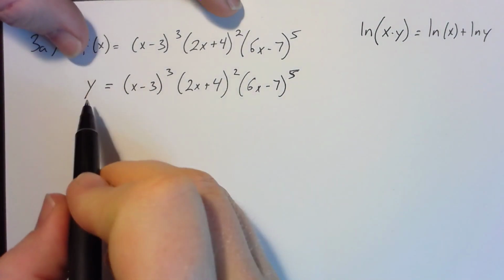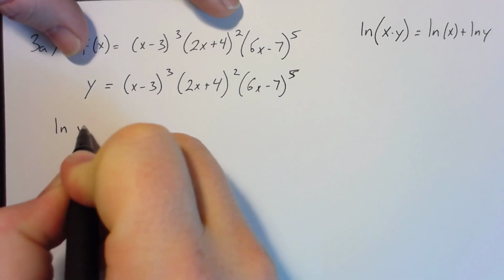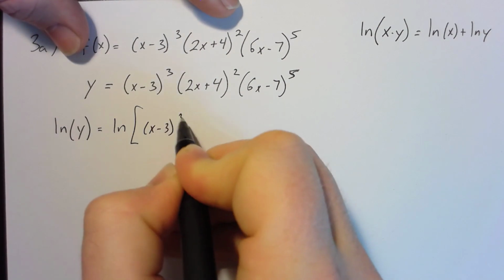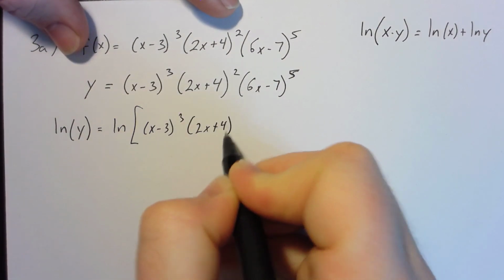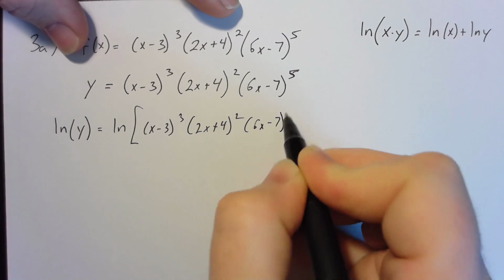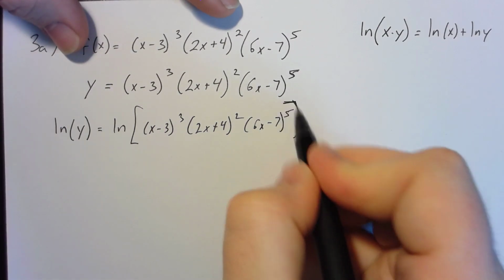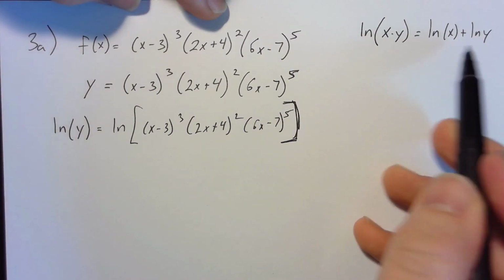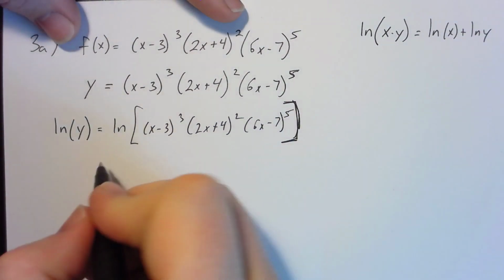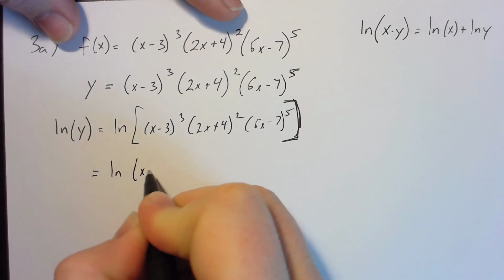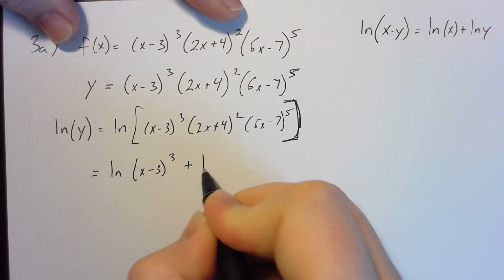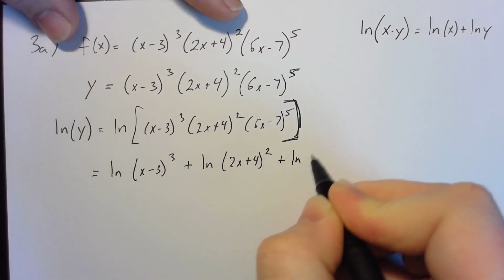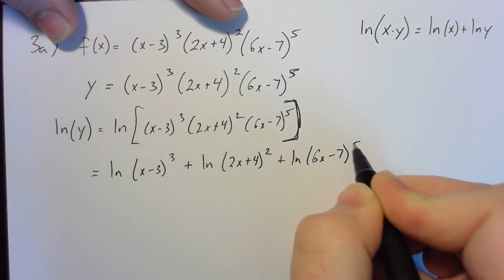Well, by looking at this function, if I were to take the natural log of both sides, that means I take the natural log of everything here on both sides of the equation. Sorry, I should probably use a bracket on that one. Next, any multiplicative piece will change into the addition of separate logs. So that means this is going to be the natural log of x minus 3 to the power of 3 plus the natural log of 2x plus 4 to the power of 2 plus the natural log of 6x minus 7 to the power of 5.